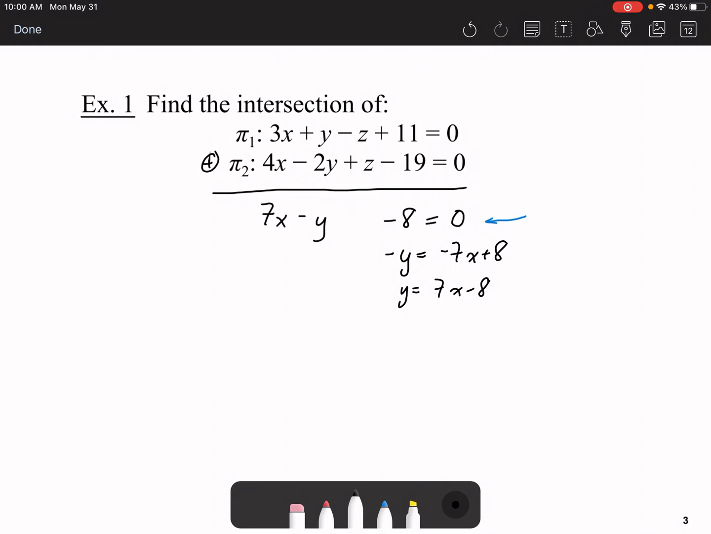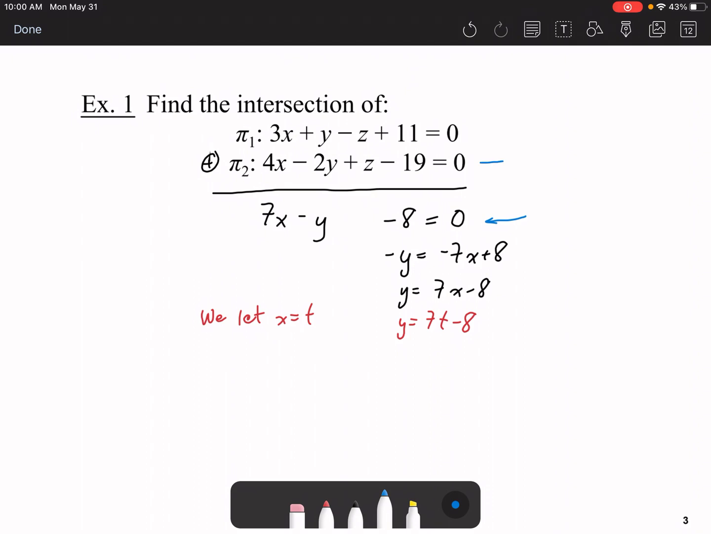So what if we let x equal our variable t? Now you can technically let it equal any linear function that you wish, and therefore you'll get y equals 7t minus 8, which is also a parametric form of a line. So now all you have to do is substitute this back into one of your original equations to solve for the other variable you don't know.